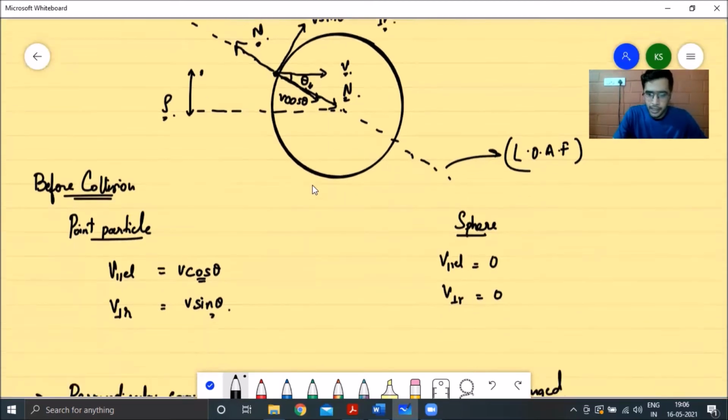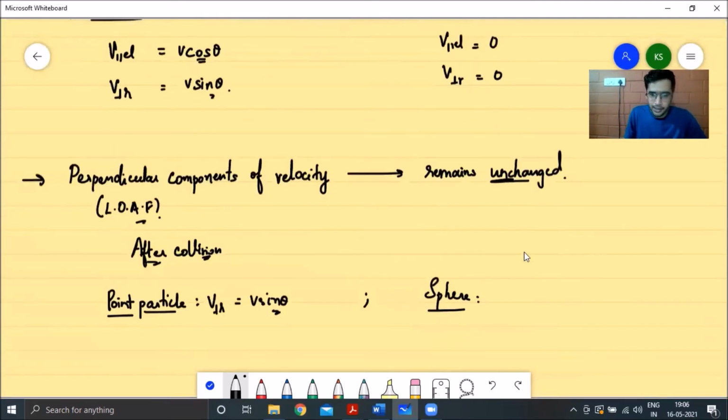So hopefully you can conclude that the velocity component of the sphere perpendicular to the line of action of force will remain the same. It was 0 before collision, so it will remain 0 after collision as well, right? So this was your third step.